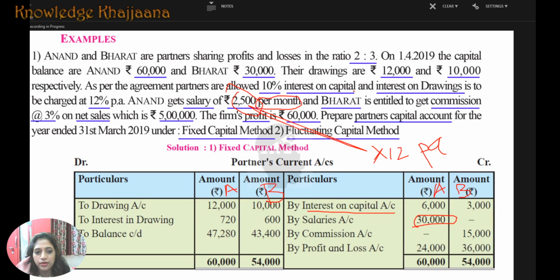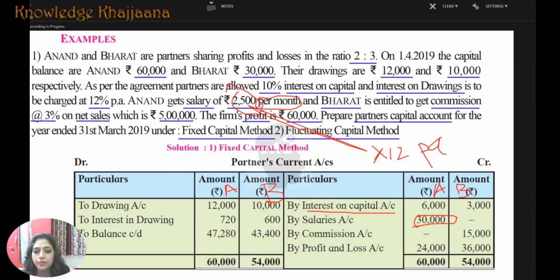Then Bharat is entitled to get commission at 3%. It is given in percent on net sales, which is rupees 5 lakh. So we will give him 3% commission. Sales are 5 lakh, 5 lakh into 3%, that is 15,000. So commission of rupees 15,000 is written against B's column, Bharat's column.